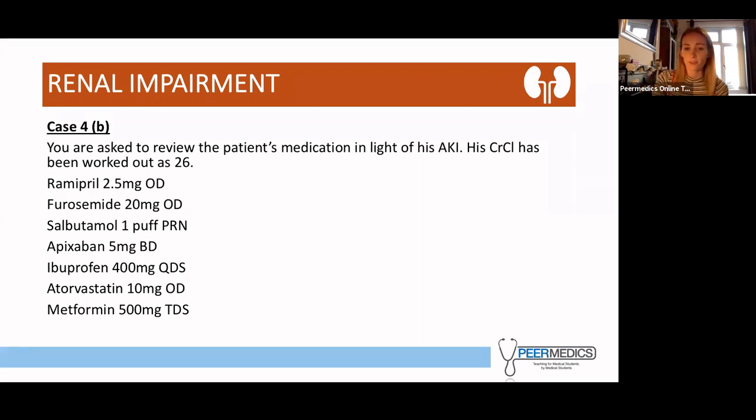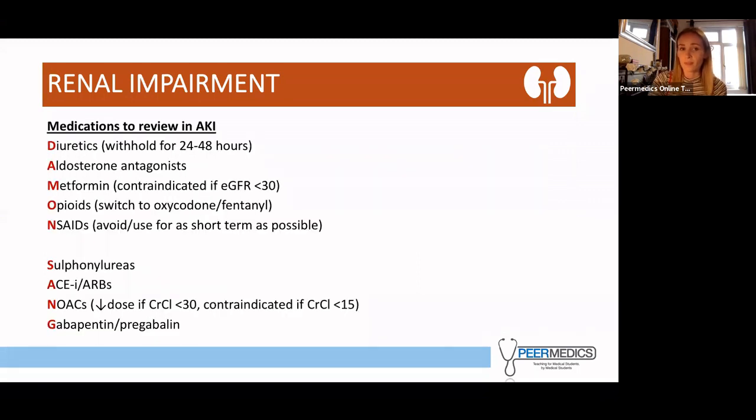Great. So again, another mnemonic for you. So the medications that you need to review in AKI, you can remember this by DAMN SANS. It's very strange. I didn't make this one up. And it's one of those ones that's so ridiculous that I think you remember it, hopefully.